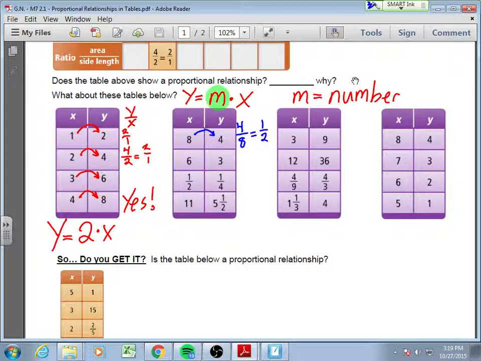Wait a second. Remember, we're going to do y over x. Every time we set up these ratios, it's going to be y over x. So here, to do my y over my x, it'll be 3 over 6. Guys, I would definitely be writing this down. It will help you with your homework. What does 3 over 6 reduce to? 1 over 2. 1 over 2, right?